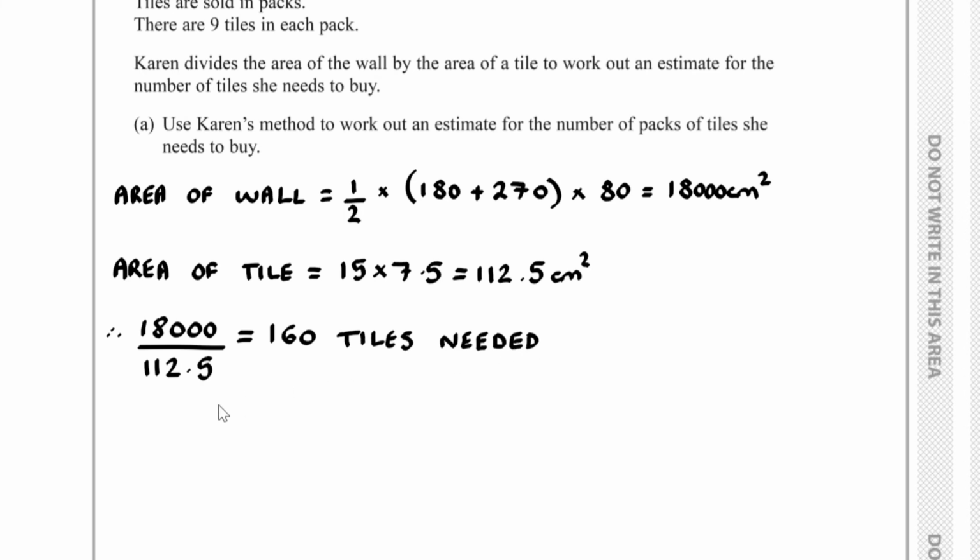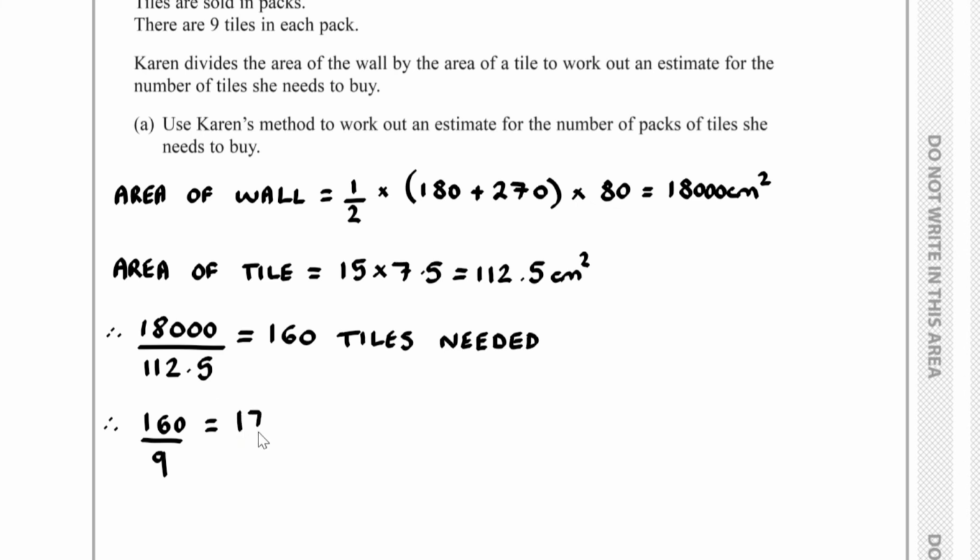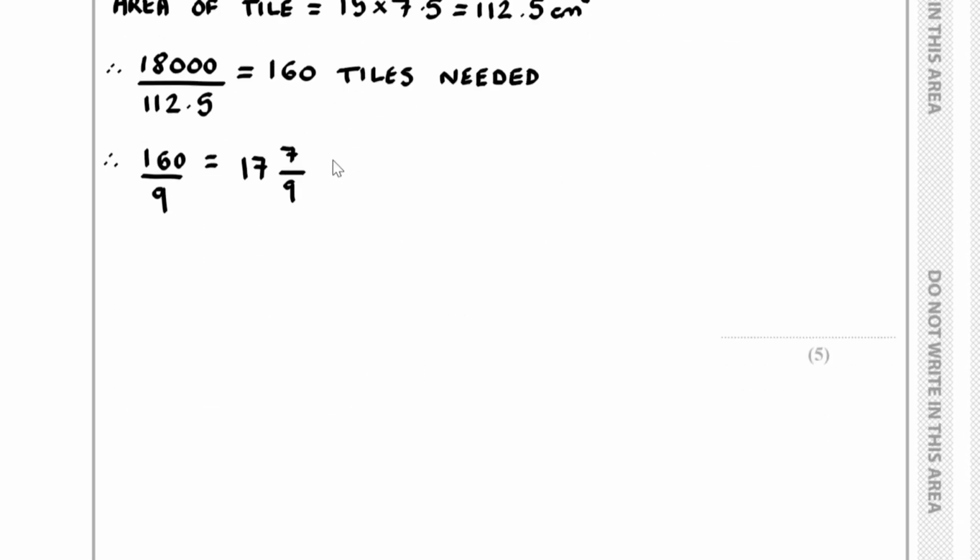And what we need to do is find out how many packs we need. Now we know that there's 9 tiles in each pack. So therefore, if I do 160 divided by 9, let's work this out. I get 17 and 7/9, which means I need 18 packs. So I need 18 packs.